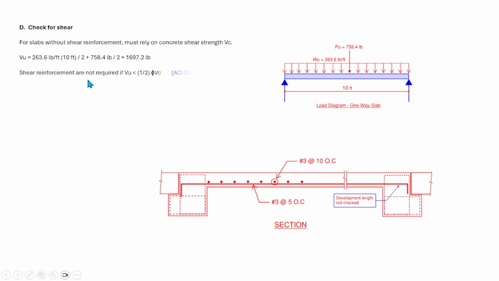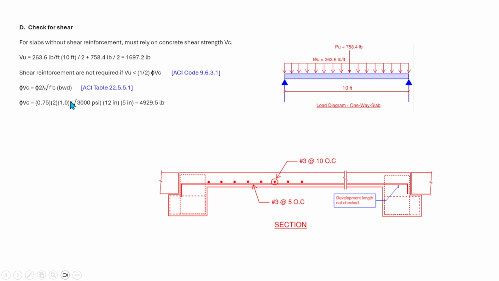So shear reinforcement are not required for the condition if Vu is less than half of phi Vc. That is according to the ACI code 9.6.3.1. So phi Vc is equal to phi 2 times lambda square root of fc prime bd. Lambda here is equal to 1. That is if we are using the normal weight concrete. So phi Vc is equal to 0.75. That is the value of phi here for shear.